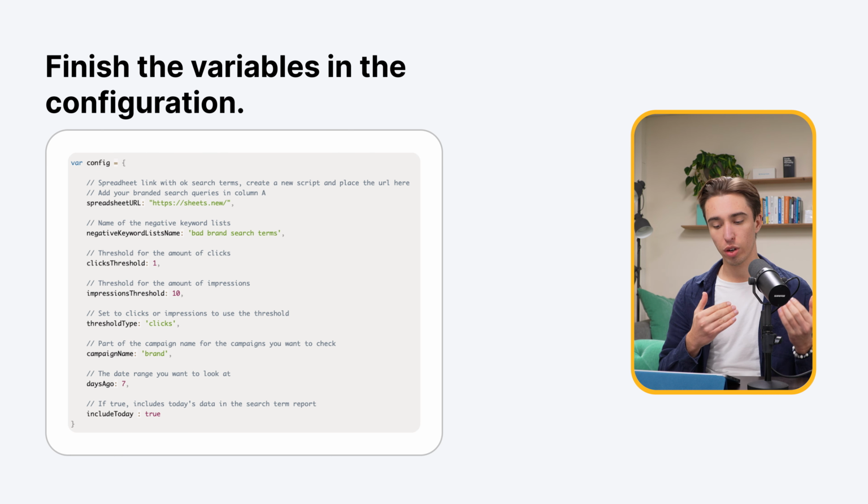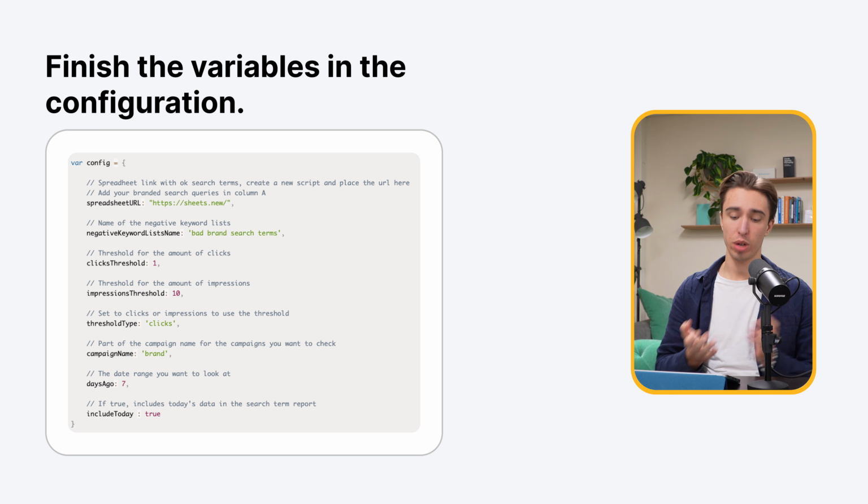Then add all of the variables in the configuration, like the name of the shared negative keyword list, your click threshold, your impression threshold, which one of the thresholds you want to use, clicks or impressions, but also the campaign name. That's also an important step. And then look back at the amount of days, which can be 1 day, 7 days, 30 days. Keep in mind that if you're looking longer than 7 days, the script might run longer, and you have a 30-minute window in which the script can run. And you can also include today, which I recommend for having an up-to-date list of search terms. Because you run it hourly, you want to also include the search term from today.